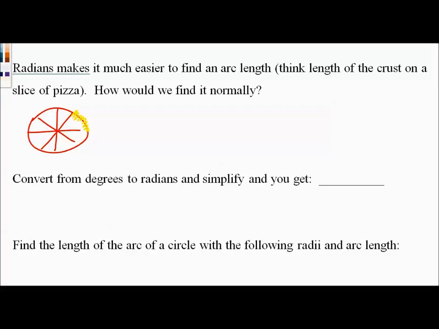And you say, I want to know how much crust, infinitely small crust, but how much crust is on 1/8 of a pizza? Well, most people would say, well, that's 45 degrees out of 360 degrees. And we're just going to go 2 pi. Let's make this a 10-inch pizza. So 2 pi times 10 inches. 45 out of 360, times 2 pi times 10.